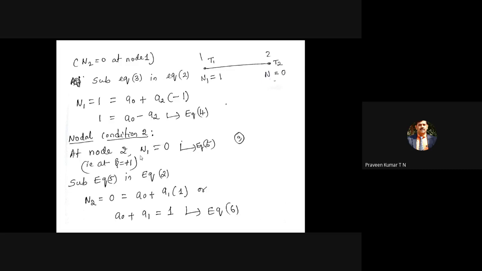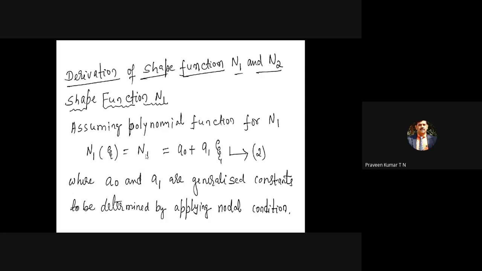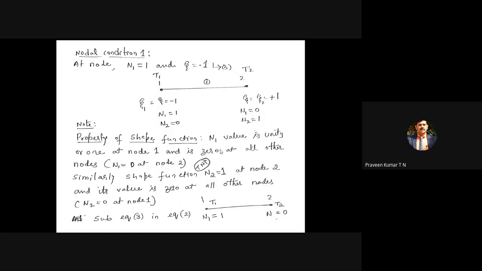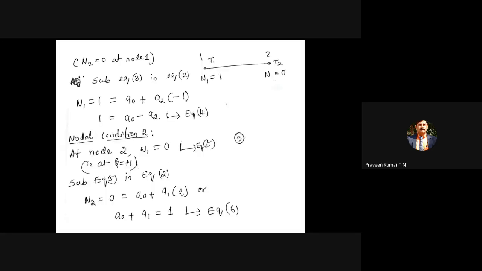Now, if you consider the same shape function, N1 is equal to 0 at node 2. Node 2 is nothing but xi equal to plus 1. So that means you have to come back to here. N1 value is 0 at node 2, equal to a0 plus a1. The value of xi at node 2 is plus 1. That is why 0 is equal to a0 plus a1.